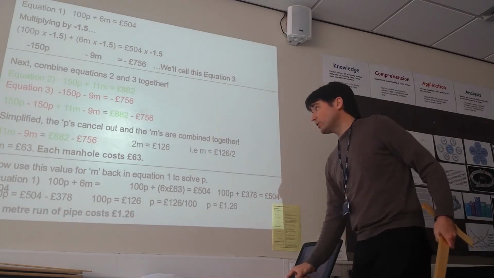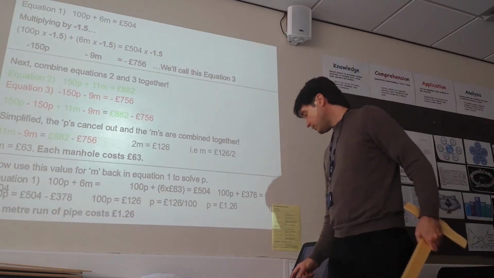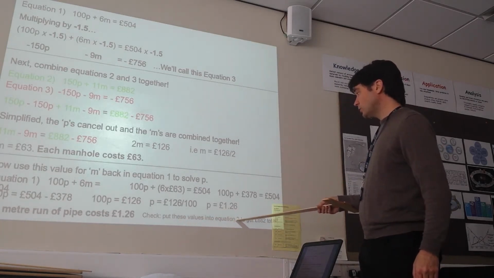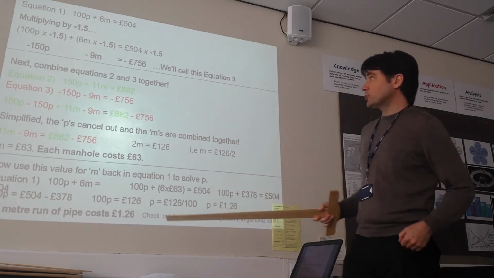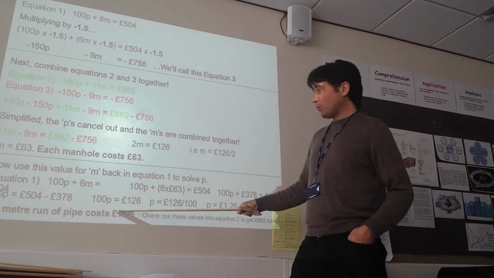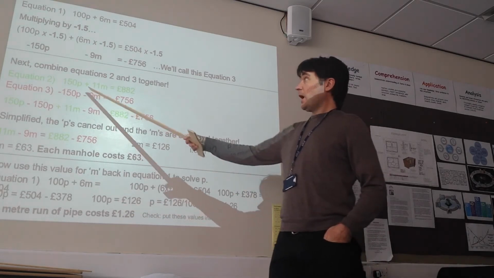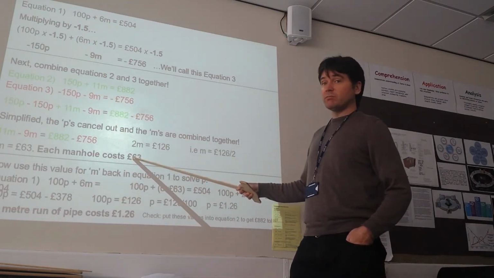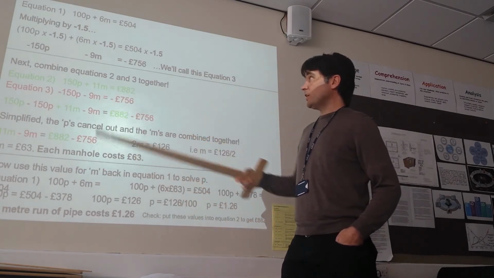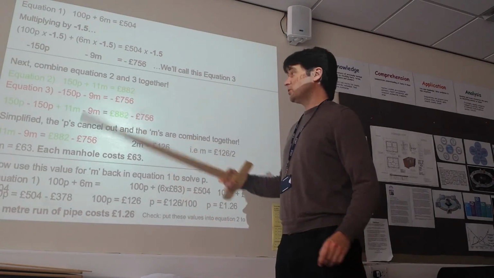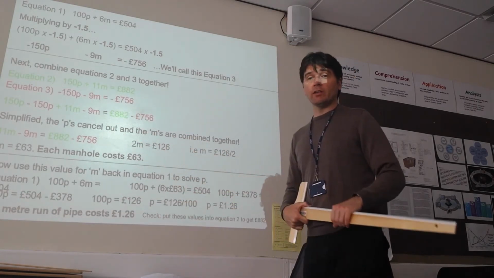Now the final thing you'd do really to check it is you'd put the values back into equation 2 to get 882. So you'd say 150 times £1.26, add on 11 times 63 equals 882, and if you check that now you'll find that it does actually equal 882, so we have calculated it correctly. It works.